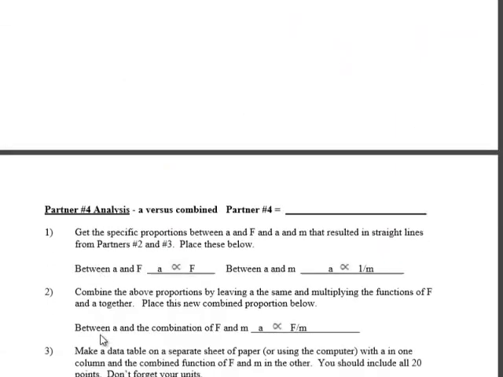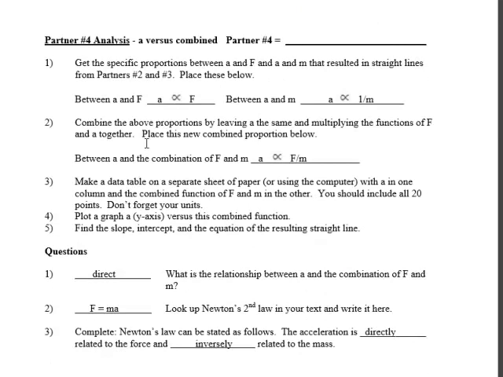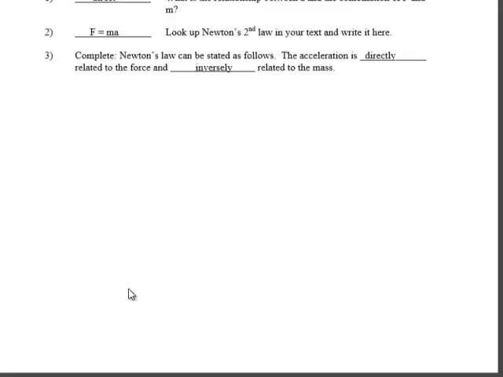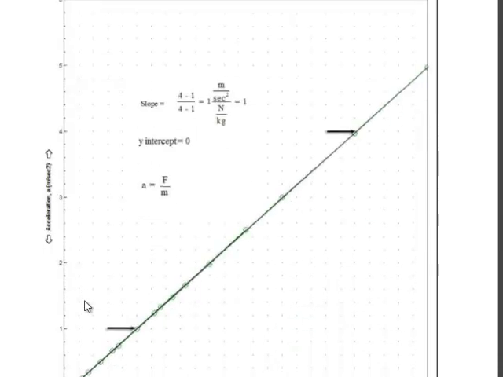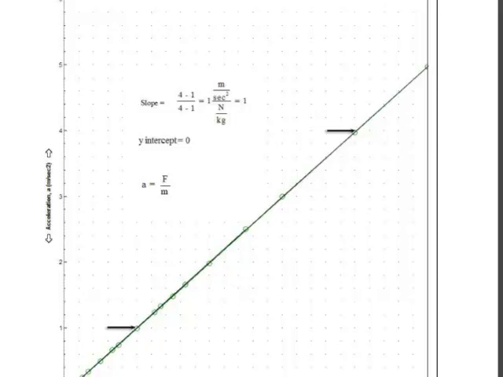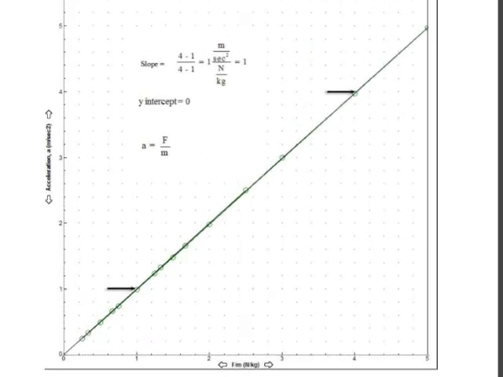And finally, partner 4, combining everything together to see that the acceleration is proportional to the force divided by the mass, and doing a final calculation and graphing F divided by M versus A, which comes up with the equation F equals MA. And as you can see, all of the data fits on a straight line, proving that that equation is correct.